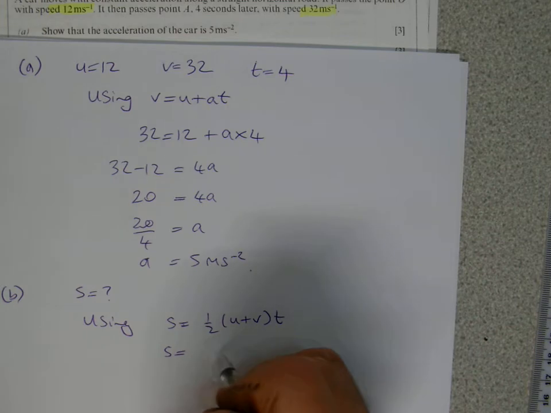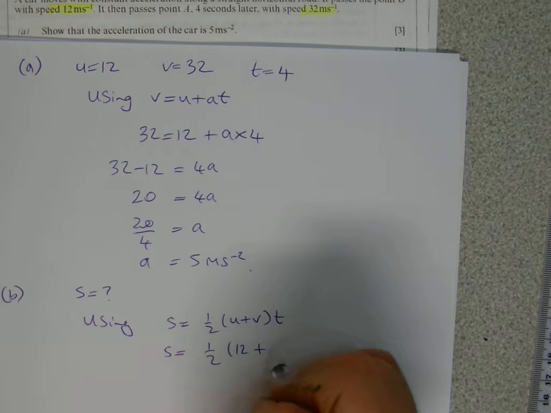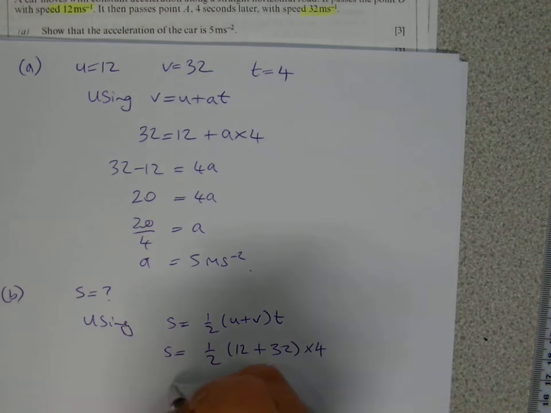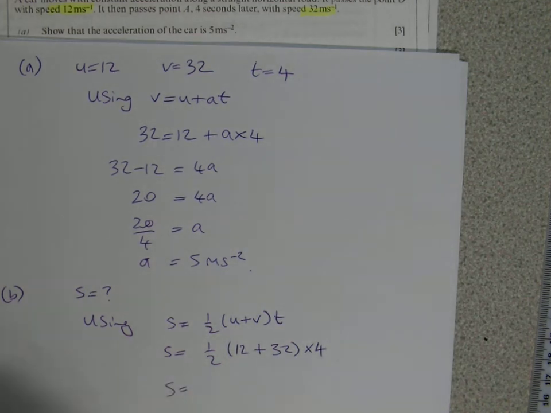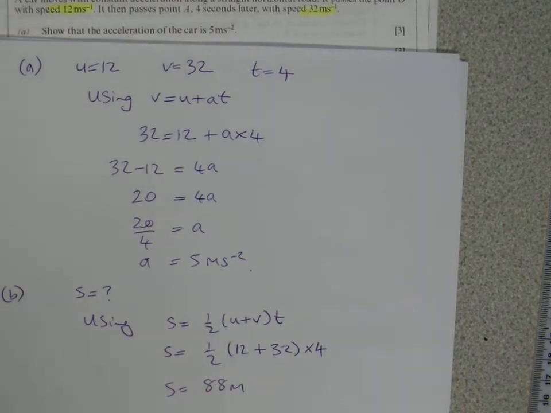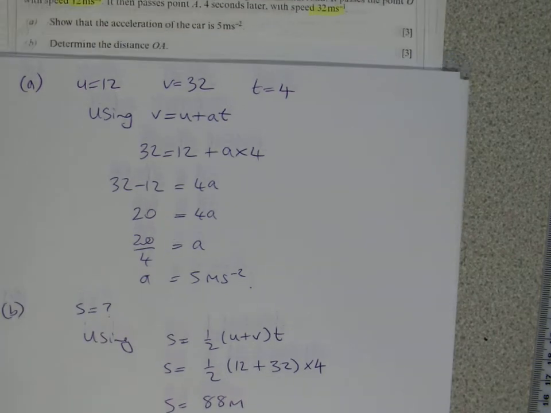Because you've got all the information needed. So half, 12 is the initial velocity, final velocity is 32, and times then the time it takes to get from O to A, which is 4. So if I work that out on my calculator, okay, I get 88 meters. So that's the distance O to A.